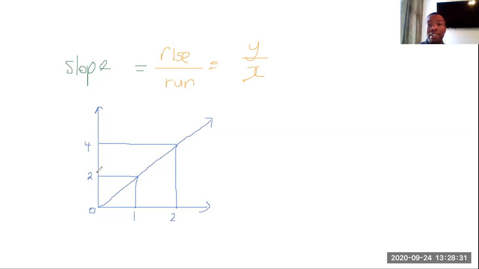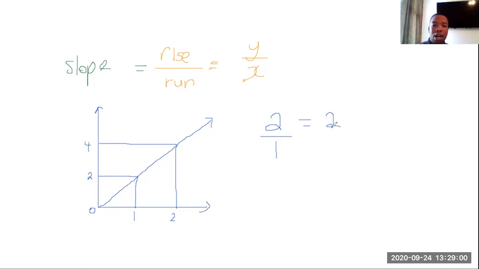Now, my job is to see what is the rise over the run. So I'm going to go from here, and I realize that it went up 2. That's the rise. It went up 2 before it went across 1. So its rise is 2, run is 1. Then my slope is 2, because 2 over 1 is 2.